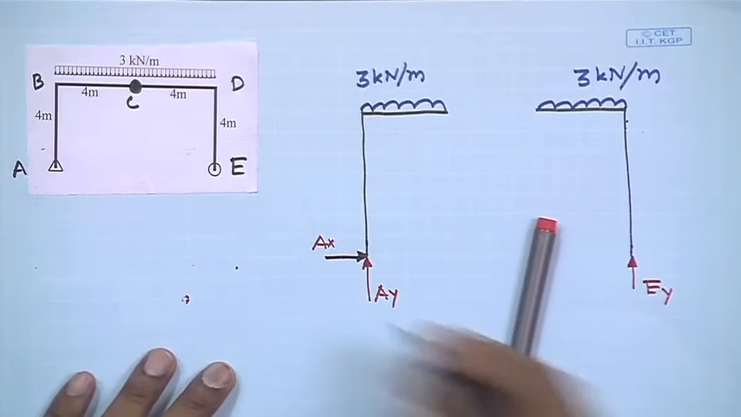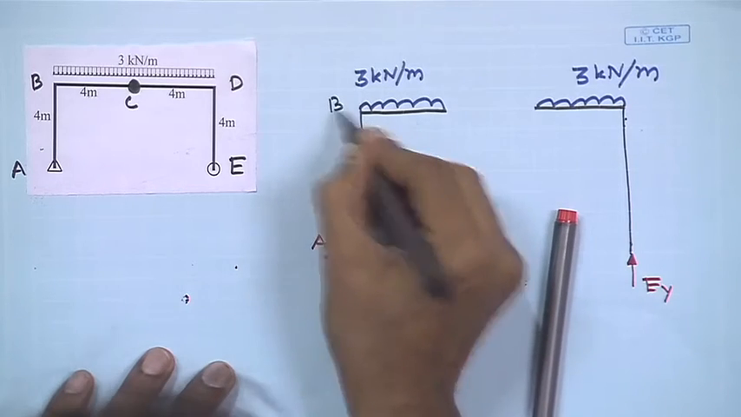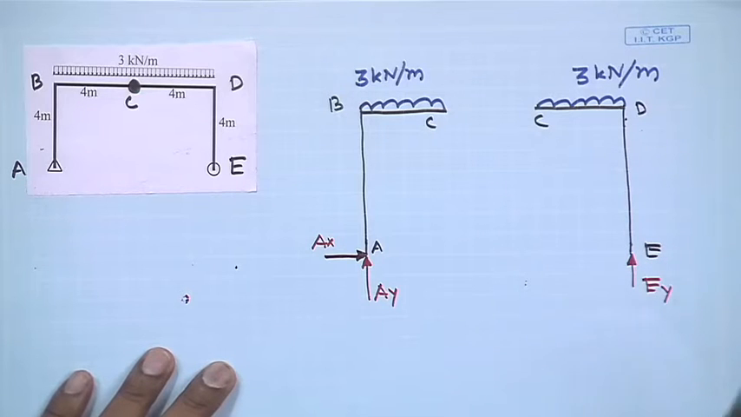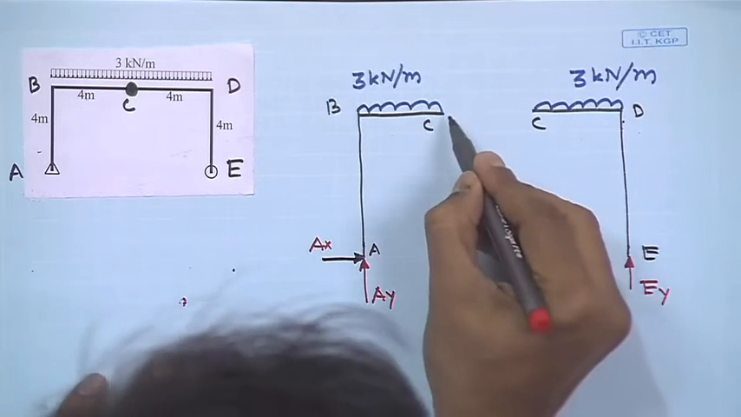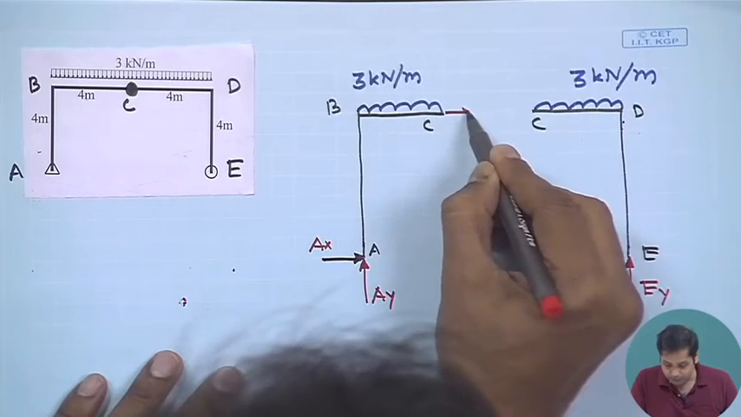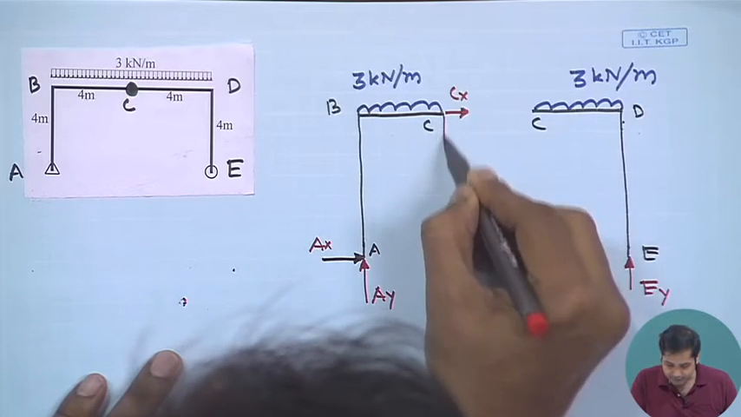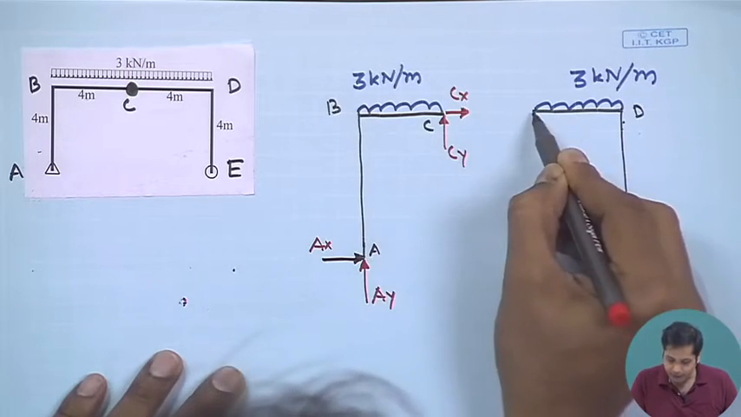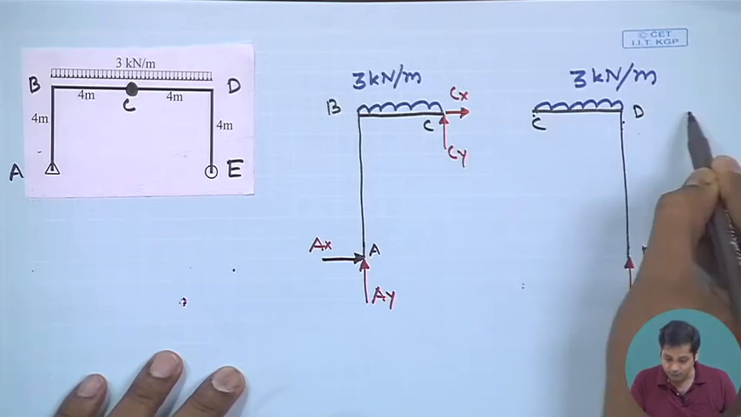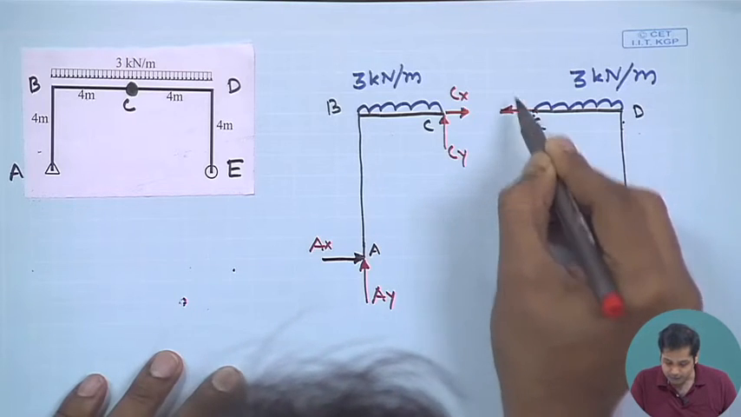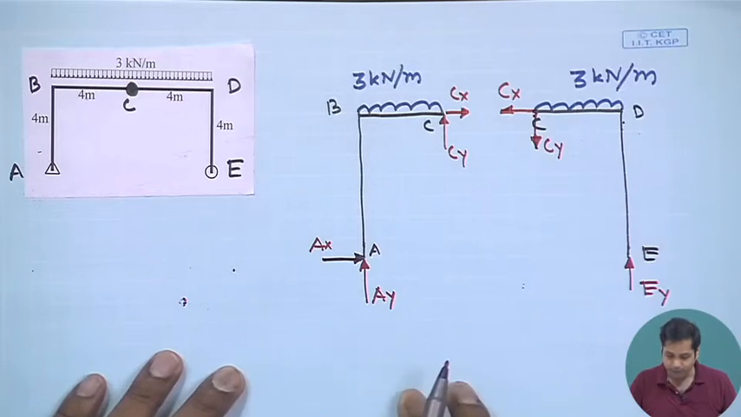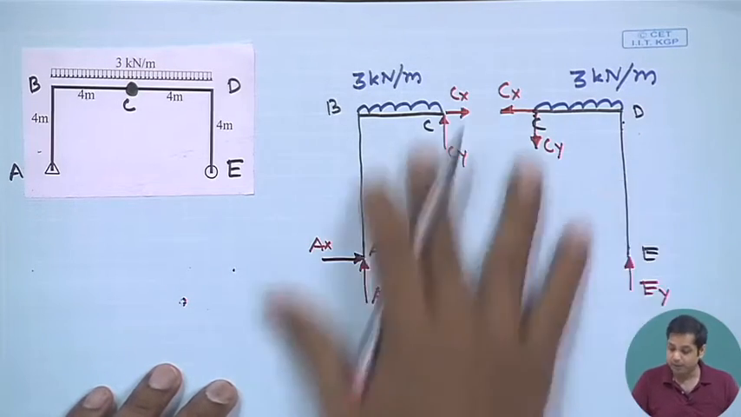This is A, B, C, and this is C, D, E. Suppose this is a hinge, so there is no moment at this point. Suppose this is CX and this is CY. When we show CX and CY at C for the other part, they will be in the opposite direction. This is the complete free body diagram.